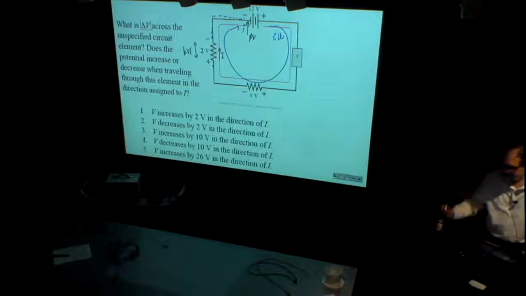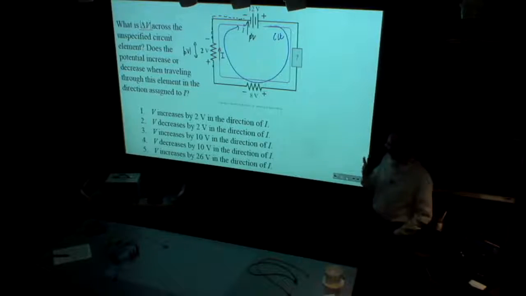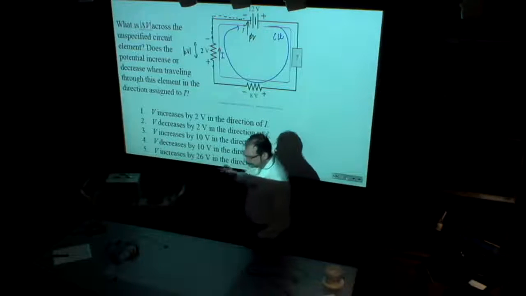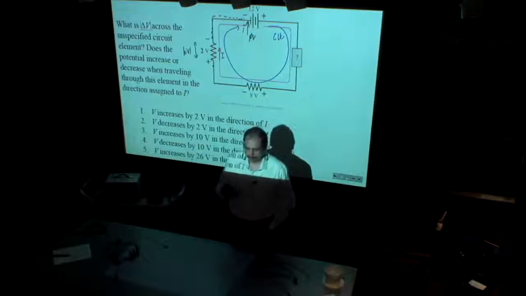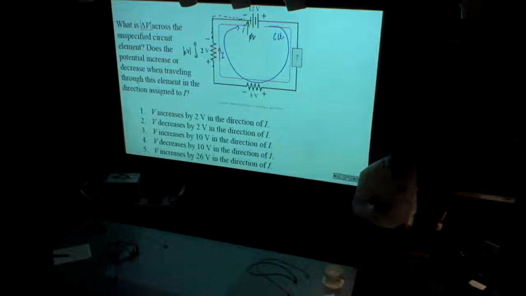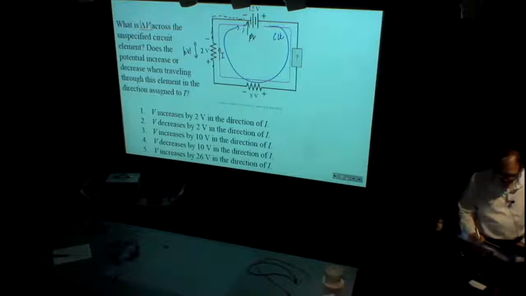Now, that brings us to two new different words: potential rise and potential drop. Those two words represent voltage. We just use it differently.